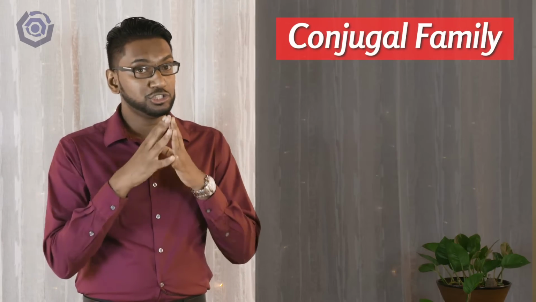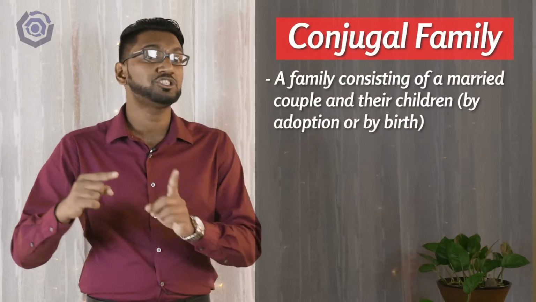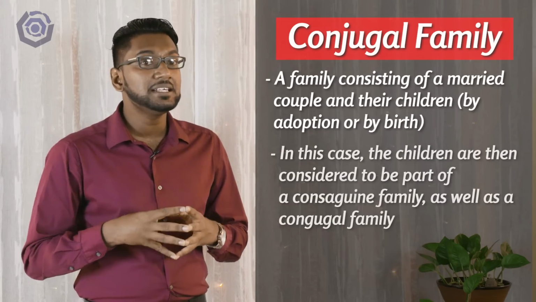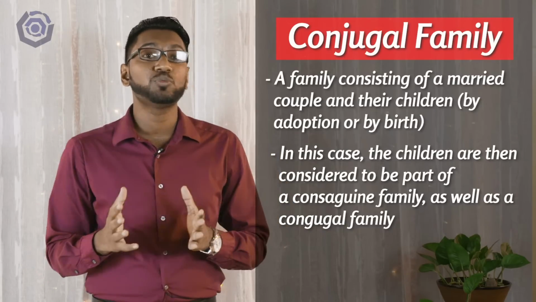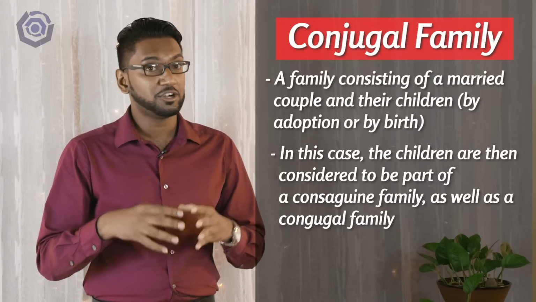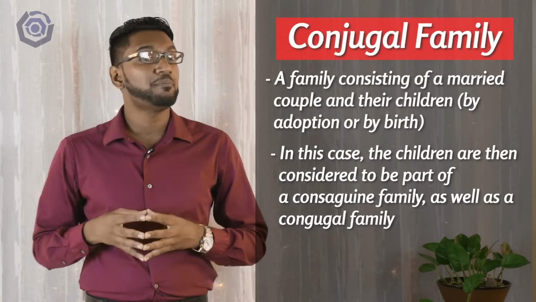Now, you can also start a family by marrying someone. And when you do that, you form a conjugal family. Conjugal family has to do with marriage. And if you have children as part of this conjugal family, then it means that your children are part of a consanguine family as well as a conjugal family, right? Because they're related to you by blood and they are a product of a marriage.